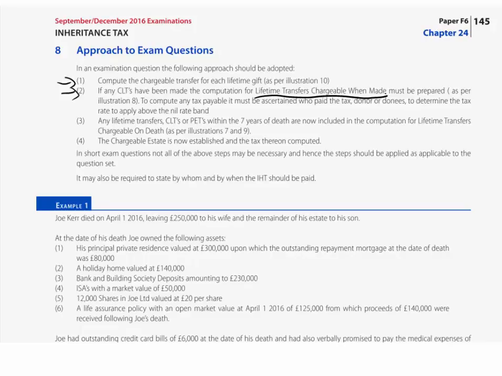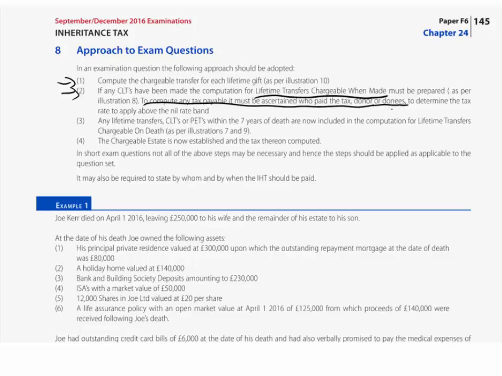Two columns on the right hand side of your page: gross transfers and IHT. Down the left hand side we will record just the CLTs, or maybe just one CLT. There may be just one, but maximum two. We will record them. To compute any tax payable, it needs to be determined who paid the tax.